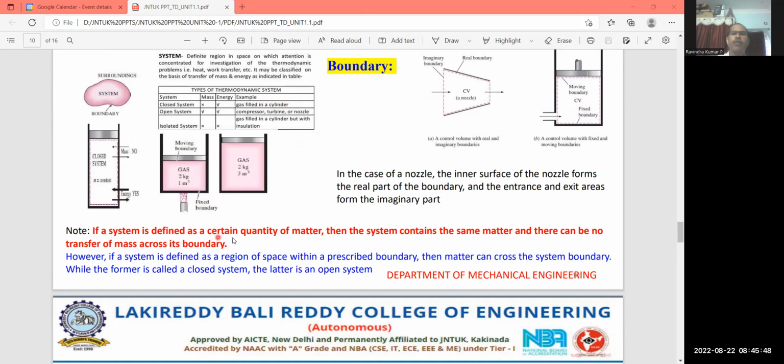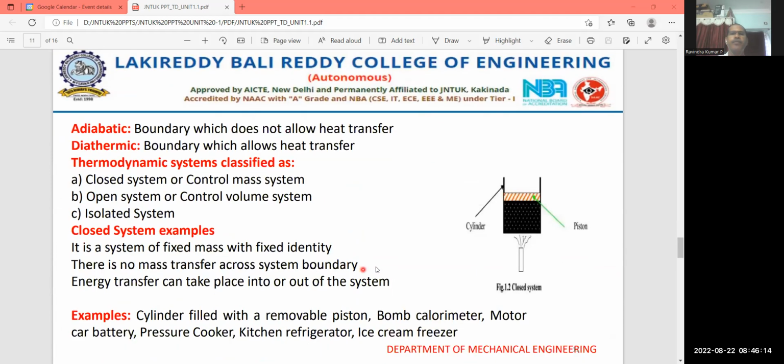Note, if a system is defined as a certain quantity of matter, then the system contains the same matter and there can be no transfer of mass across its boundary. So it is a closed system. However, if a system is defined as a region of space within a prescribed boundary, then matter can cross the system boundary. So this is the closed system and this is the open system.